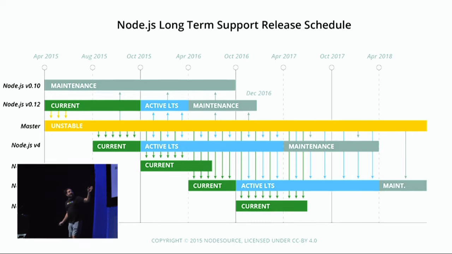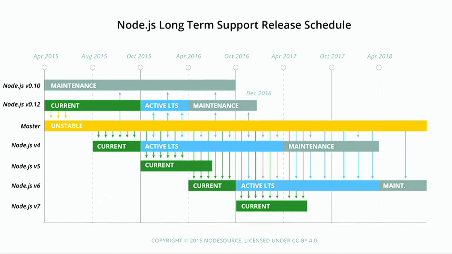So what we have up here is our release schedule for Node.js. What you can see up here is Node 0.10, which ended maintenance in October 2016. We can see that 0.12 had a current release, and in October of 2015, it moved into active LTS. And then it was in maintenance until December, at which point, December 31st of this year, we're going to be deprecating Node v0.12. You'll see we have master here, and we'll talk a little bit more about that and how we manage the different versions.